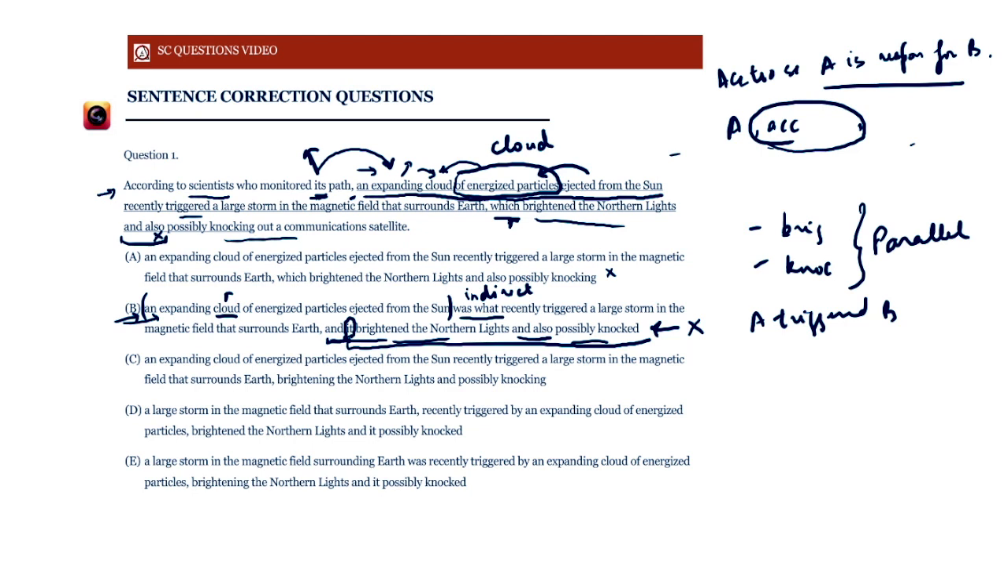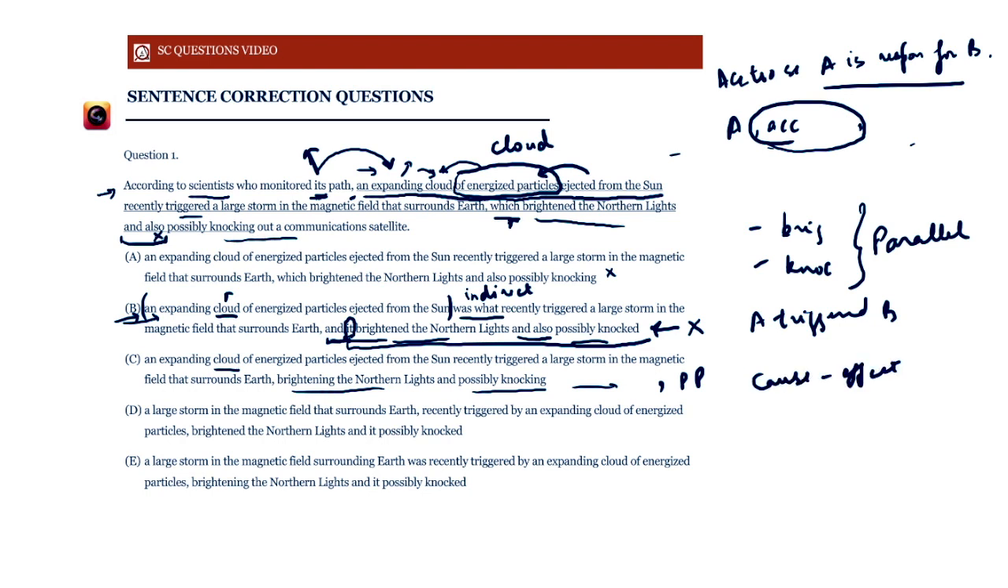Okay, look at C. An expanding cloud of energized particles ejected from the sun recently triggered a large storm in the magnetic field that surrounds Earth. Okay, again, my cloud is the subject, perfectly good. And it recently triggered a large storm, perfectly good. Brightening the northern lights and possibly knocking out a communication satellite. Now, what is this? This is a comma plus a present participle at the end of the clause, which often gives us the cause effect.